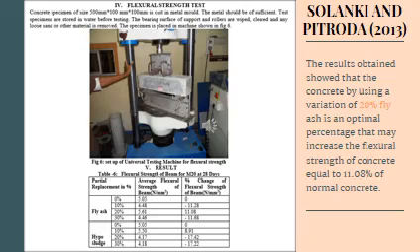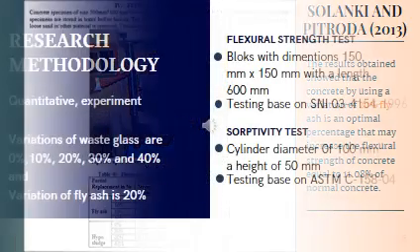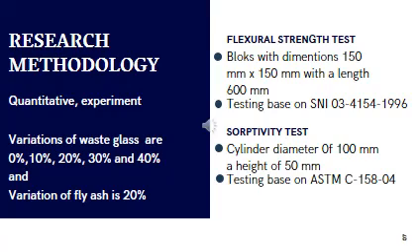And so in this research, we use a variation of 20% fly ash to replace cement. The research methodology uses a quantitative experiment, with variations of waste glass and variations of fly ash. And we have two tests. They are the flexural strength test and the sorptivity test.